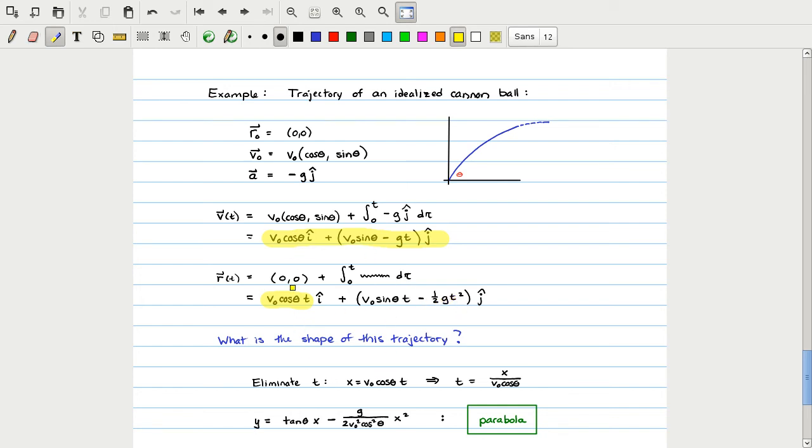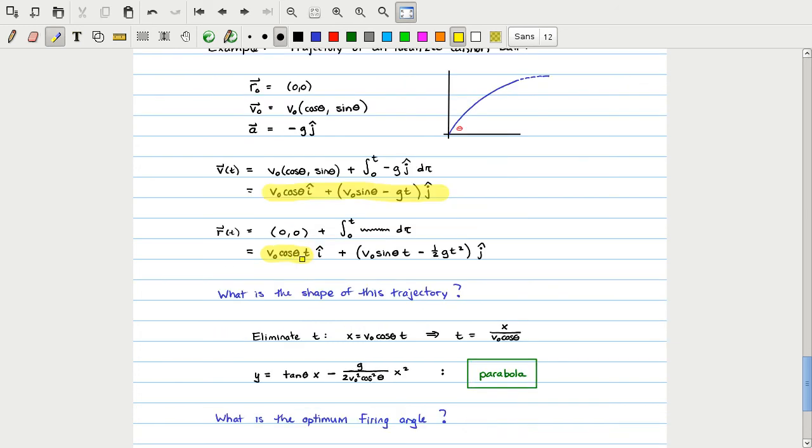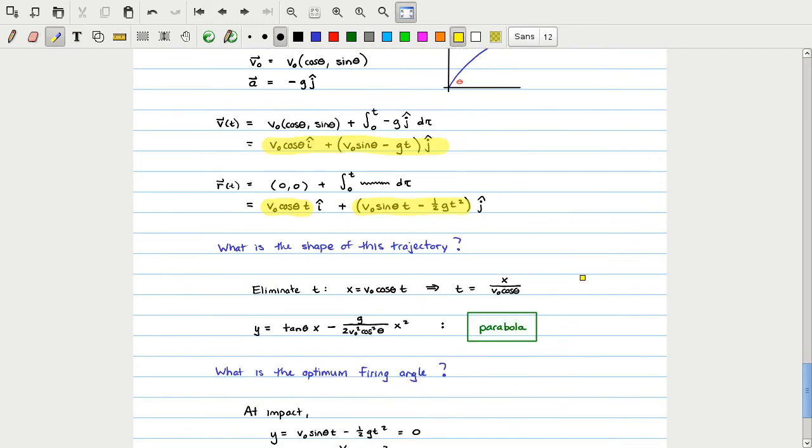We can calculate the shape by eliminating the parameter t. So from here, we have that x equals v0 cosine theta t, or t is x over v0 cosine theta. And if we plug that value of t into the equation for y here, then we get y equals tangent theta x minus g over 2 v0 squared cosine squared theta x squared. Now these are all just constants, so this is a parabola that starts at 0 and goes off, and it has a negative concavity. So this is simply a parabola. Most of us knew that.